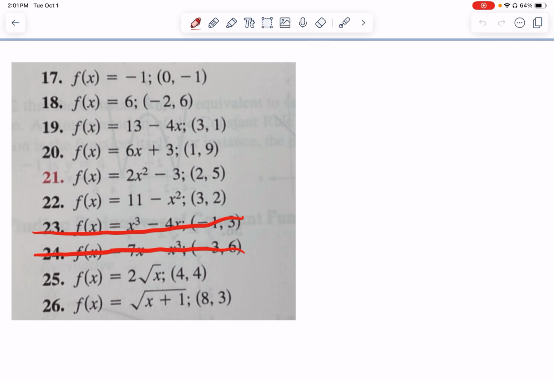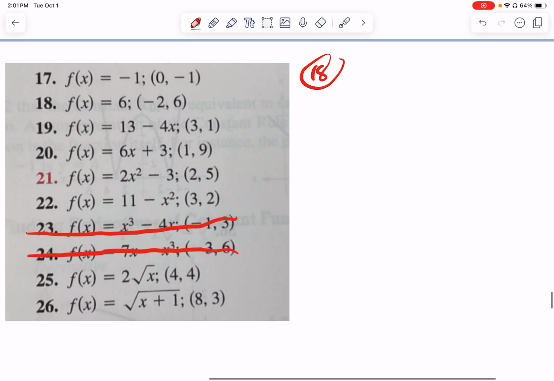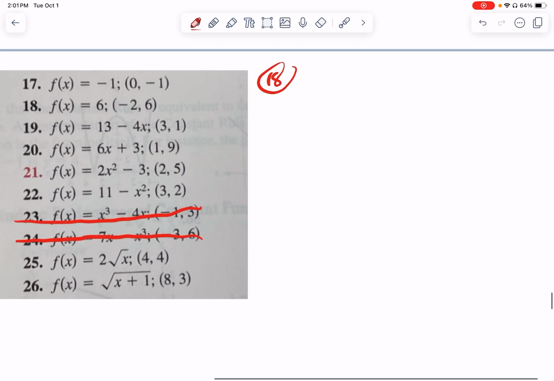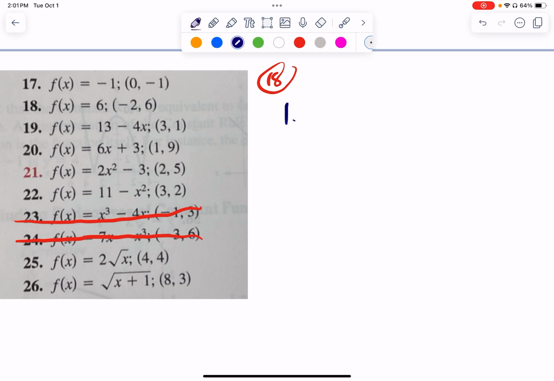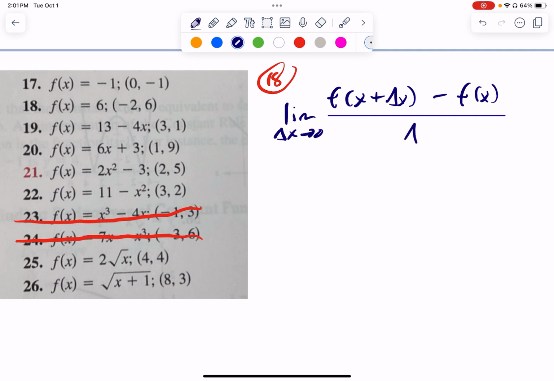So here's problem number 18. I'm just doing the evens. The odds are checkable in the back of the book. I will begin by reminding myself of the general formula. I urge you, keep writing the general formula over and over again so that it sticks. Don't just look at it over and over again, write it over and over again.